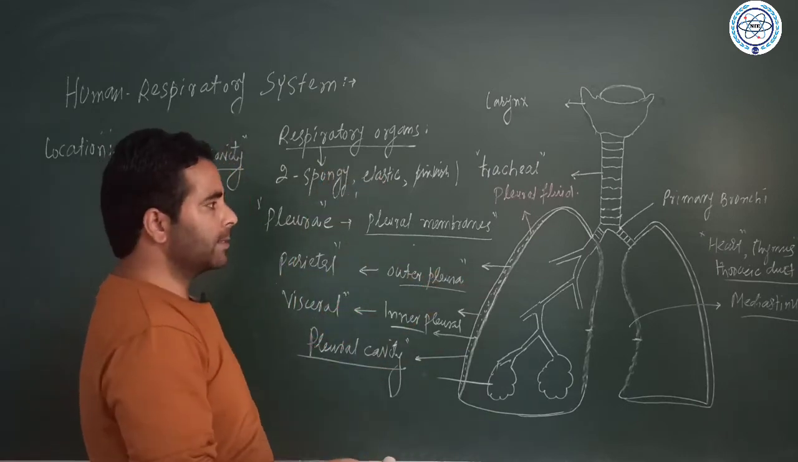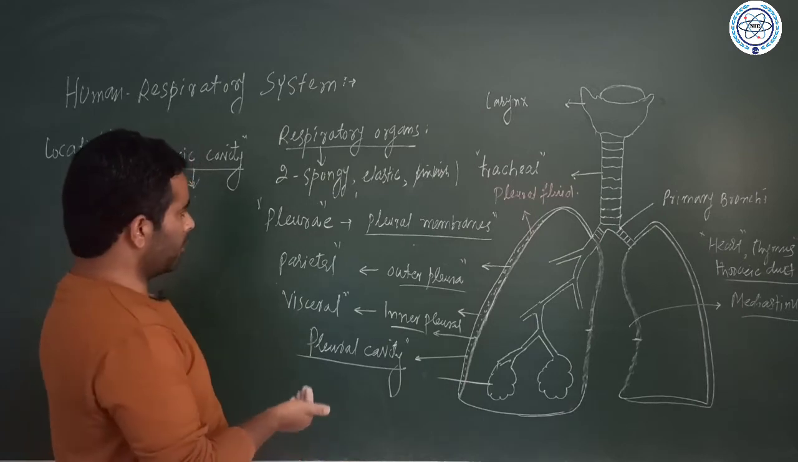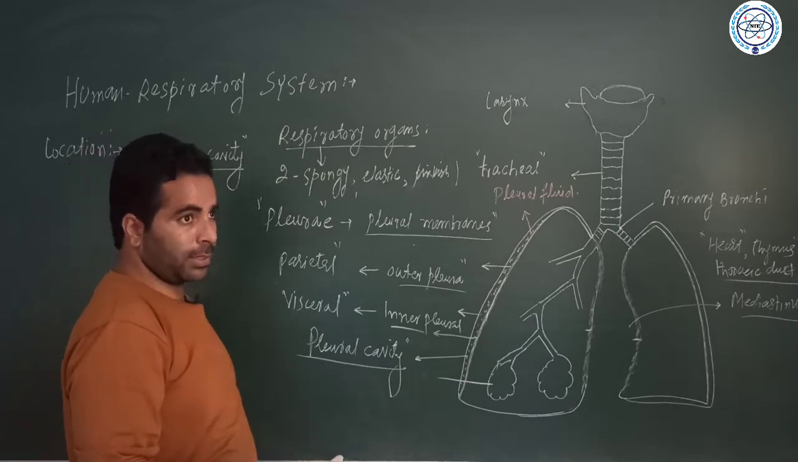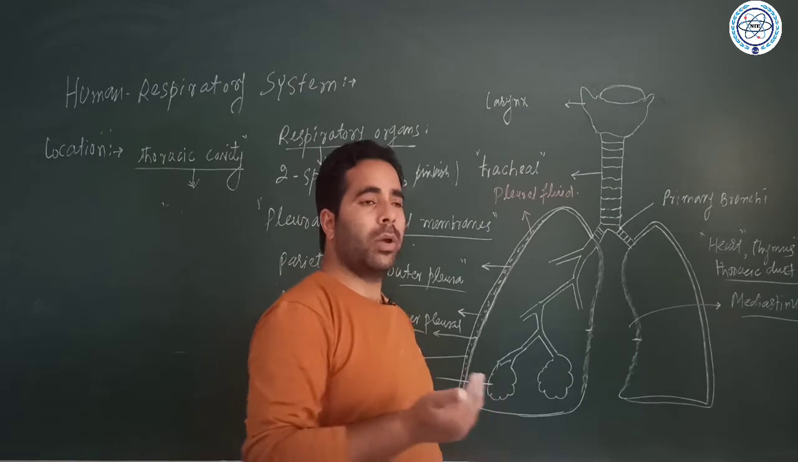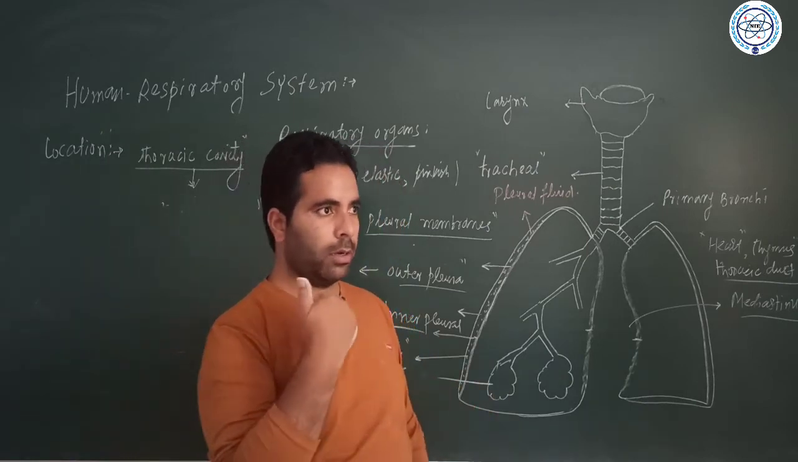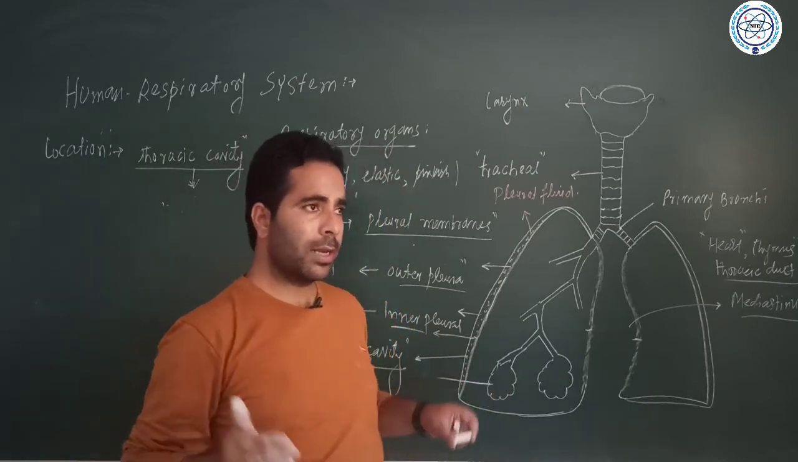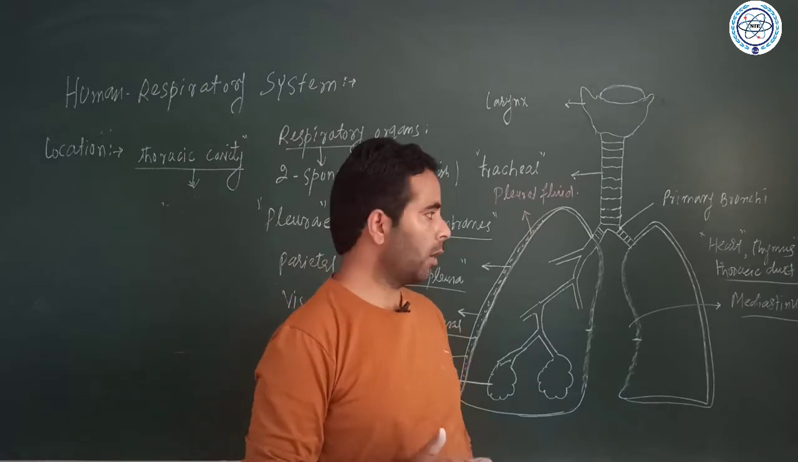elastic, pink lungs in humans, and these two lungs are present in the thoracic cavity. The thoracic cavity is guarded by the 12 pairs of ribs and the sternum from the anterior side, and posteriorly these ribs are connected to the vertebral column.